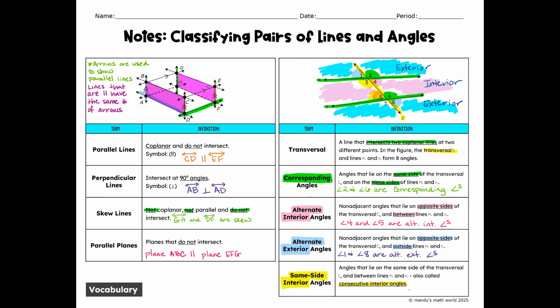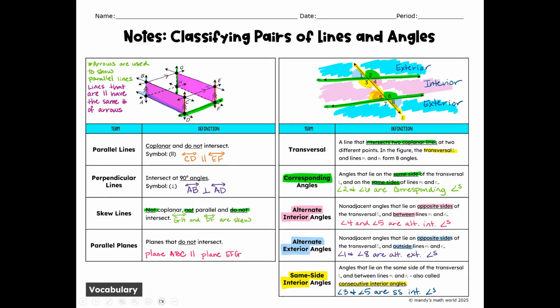So same side interior angles, an example would be angle 3 and angle 5. Those are same side interior angles. What's another set of same side interior angles? Angle 4 and angle 6.